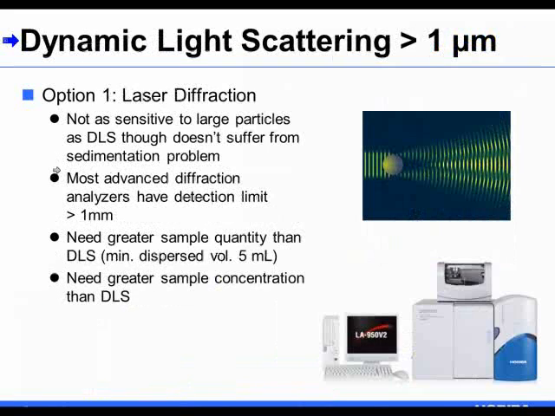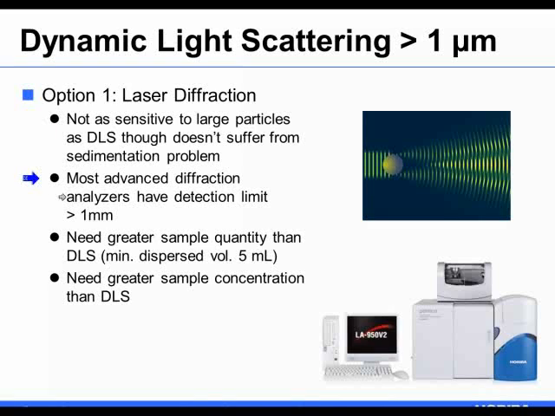All right, so let's switch to DLS. If you are getting a DLS result greater than 1 micron, how can you verify that? Again, use laser diffraction. Here we're taking advantage of the fact that diffraction, even though it's not as sensitive to large particles as DLS, doesn't suffer from the sedimentation problem that DLS has. If you're not familiar, a dynamic light scattering measurement works by trying to measure the Brownian motion of the particles. As the particles get larger and larger, their motion comes less from Brownian motion and more from gravitational settling. So the larger the particle gets, the more often the diffusion is coming from the fact that it's sinking than from anything else.